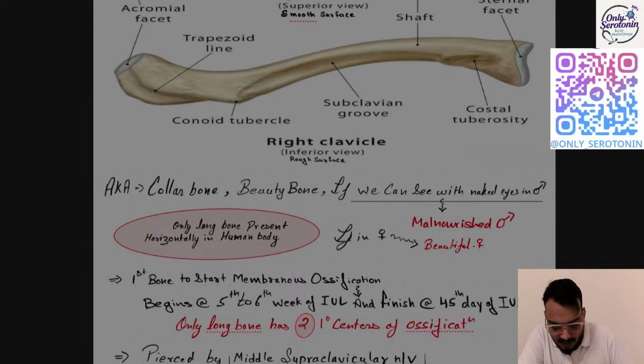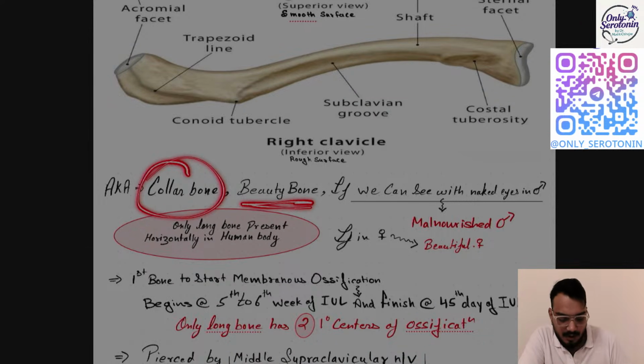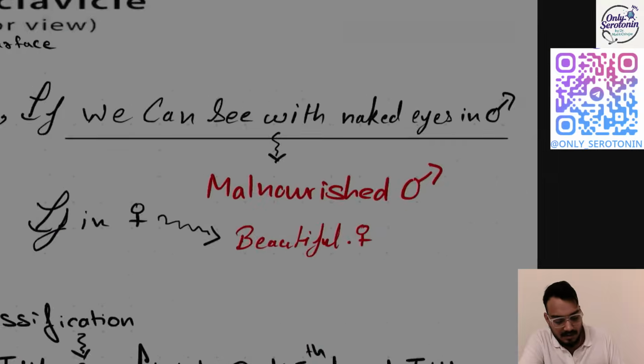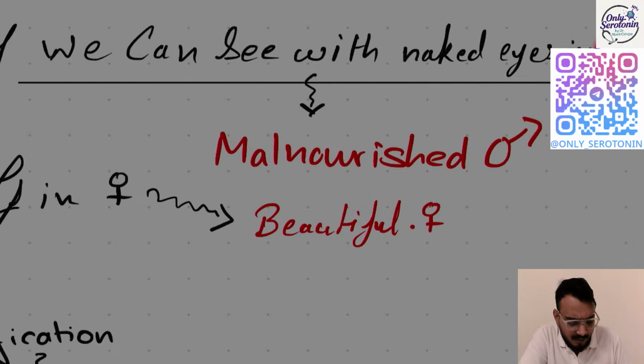This clavicle is also known as the collarbone or the beauty bone. If you'll see it with the naked eyes in girls, the girls are beautiful. But if you'll see it in boys, the boys are malnourished. If only in boys you will see the clavicle, which boys, guys? These are pediatric patients.